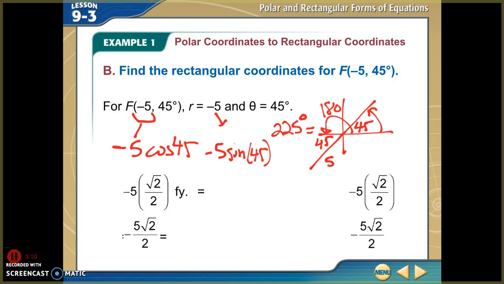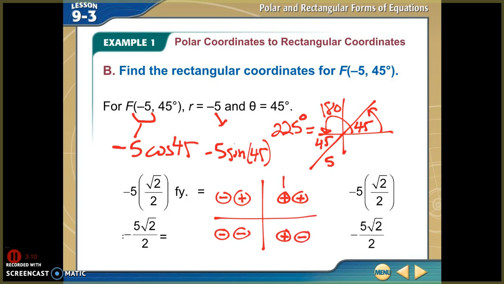Now, if you remember your quadrants, in the first one it's positive, positive, then negative, positive, then negative, negative, and then positive, negative. We know the first one, the x value, is our cosine, and the second one is our sine. So if we just use our sine and cosine values with the right r value, it'll give us the right sign.